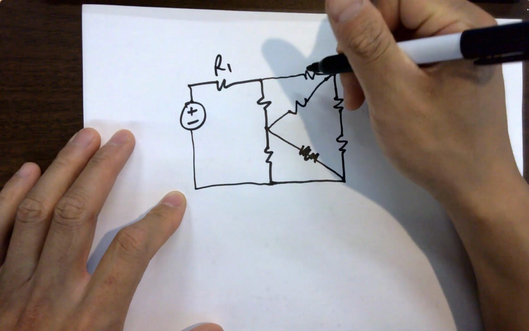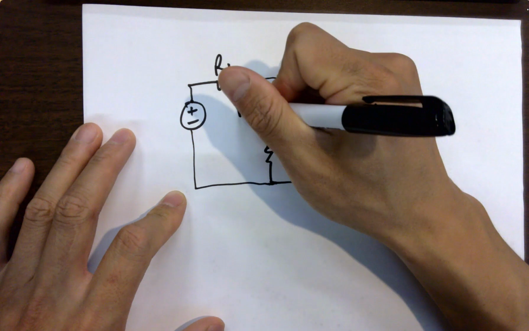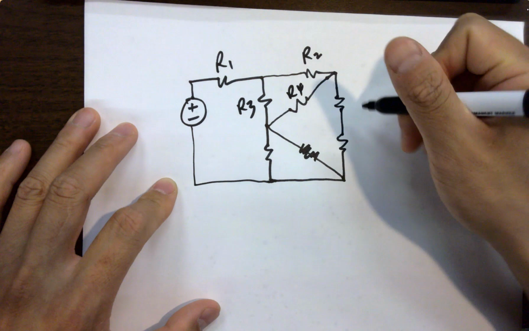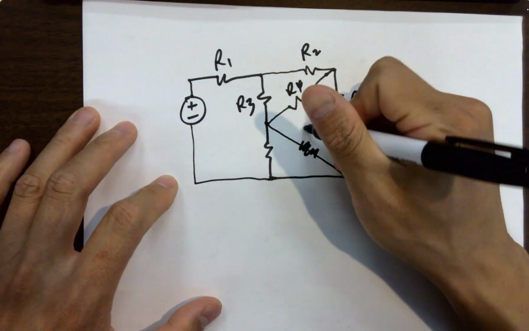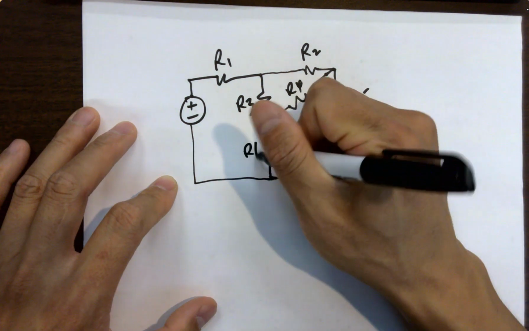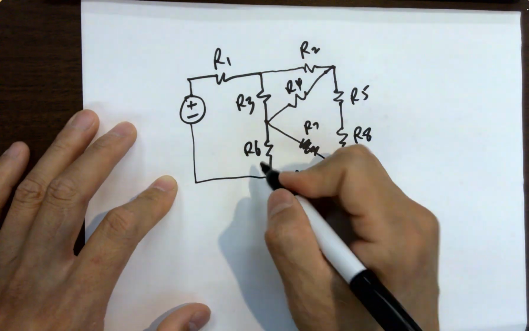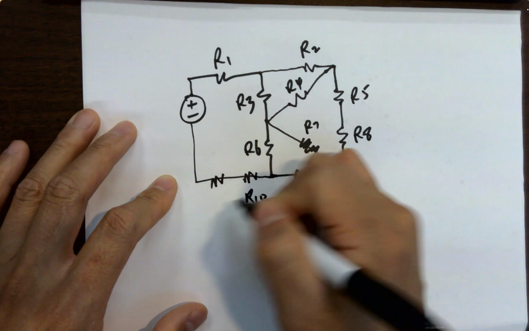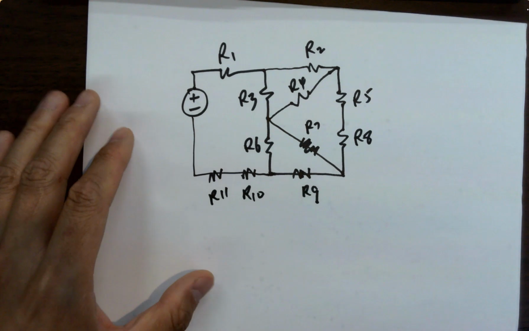R1, R2, R3, R4, R5, R7, R8, R6, and a resistor R9. Two more. Jeez. R10, R11. All right.